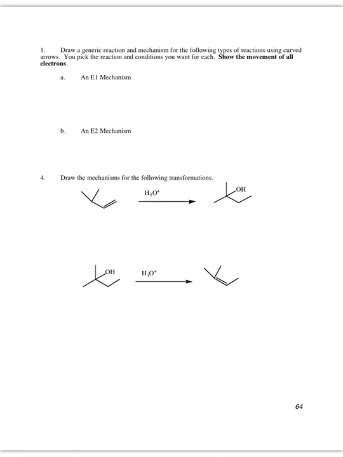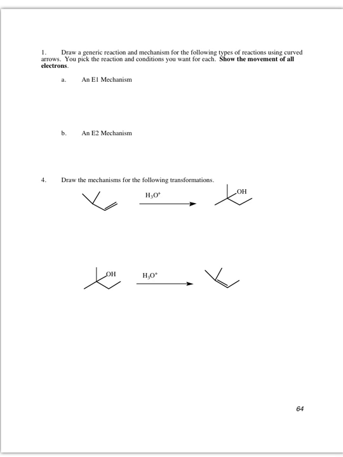In an E1 mechanism, if we were to draw a generic mechanism, all we need to have happen is we need, in the best case, a tertiary leaving group. We need to have a weak nucleophile, weak base, and it's best if we have heat. So in an E1 mechanism, the leaving group leaves, we form our cation, and then water grabs the hydrogen on the adjacent carbon to form the double bond, giving us our product.